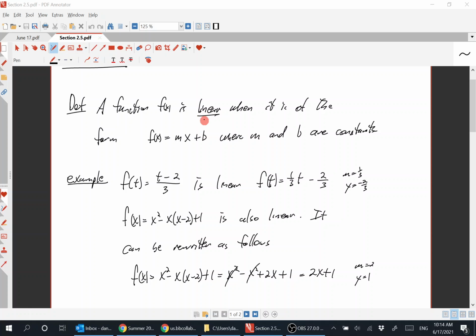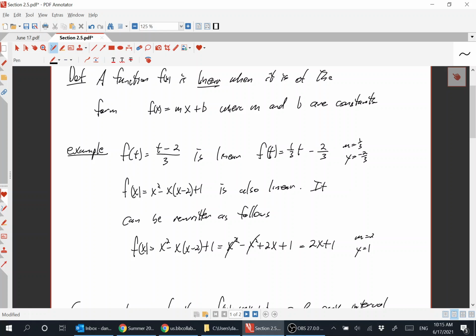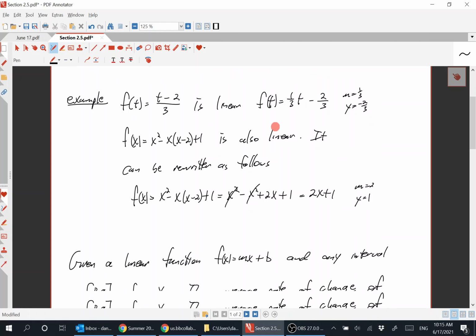So a function f of x is linear, representing a line, when it's of the form f(x) equals mx plus b, where m and b are constants. Of course, geometrically, we call m the slope and b the y-intercept. With a linear function, some of these other concepts that we've studied now also correspond to what the m and the b are. So here's a couple examples of linear functions.